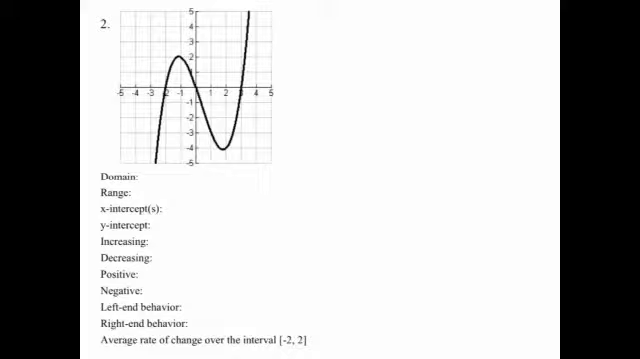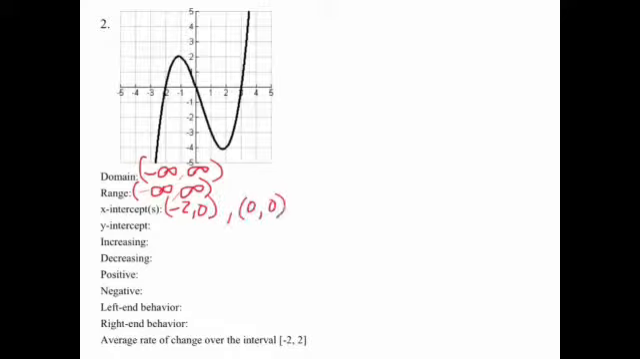2. Domain is just how far left and right it goes. It goes left forever and right forever, so my domain is from negative infinity to infinity. The function goes down forever and up forever, so my range is from negative infinity to infinity. It has 3 x-intercepts at these 3 locations. They're the point negative 2, 0, the point 0, 0, and the point 3, 0. And we have a y-intercept just right there in the center at 0, 0.